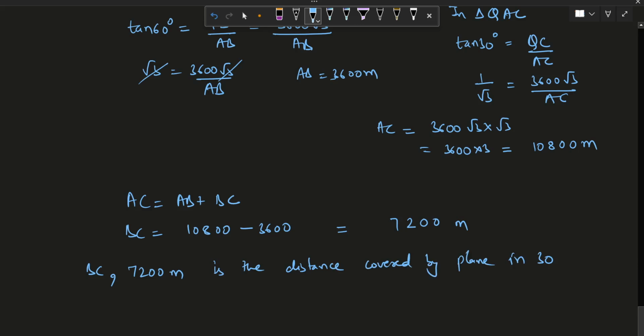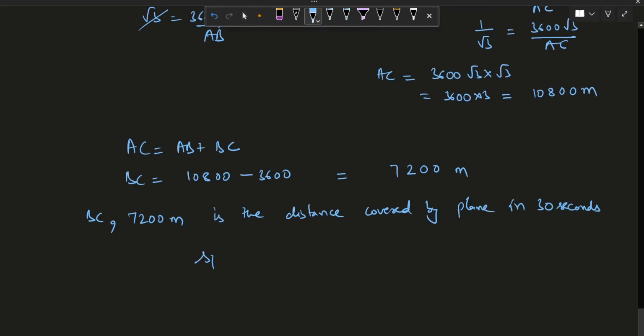in 30 seconds. So what is speed? You know the formula for speed. So speed is distance upon time. So how much is the distance? 7200 by 30. When you calculate, how much are you getting over here? 240 meters per second. This is meters per second only.